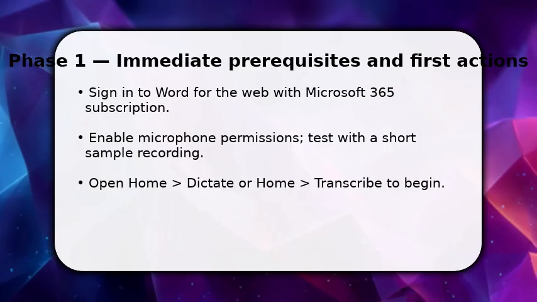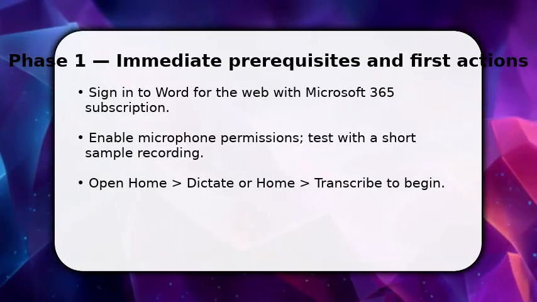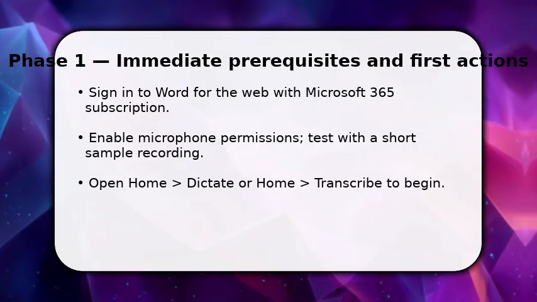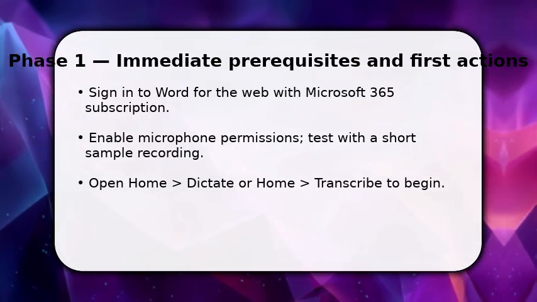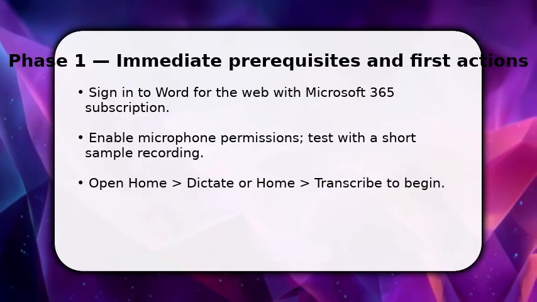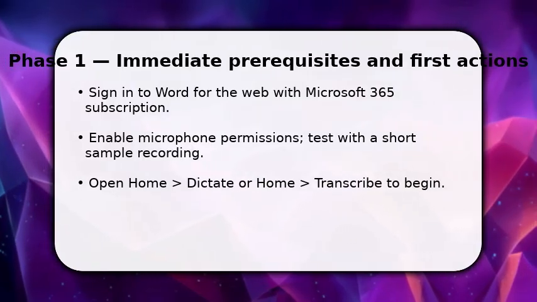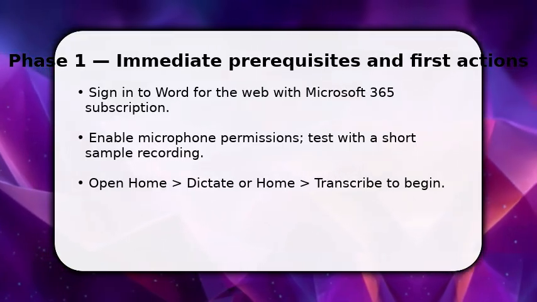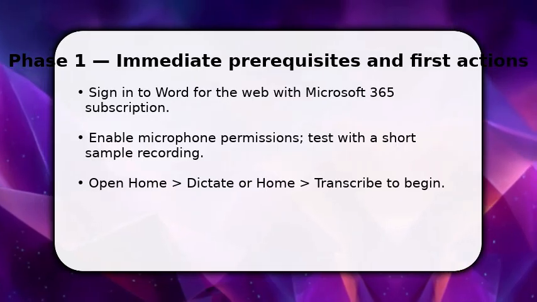You're starting the new audio or text flow in Word, so sign into Word for the web with your Microsoft 365 account and confirm your mic is allowed. Once done, open a document and choose Home then Dictate for live speech, or Home then Transcribe to upload recorded audio. Make sure language and accent settings match the speaker.